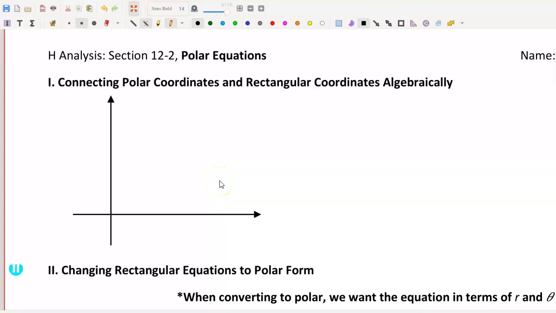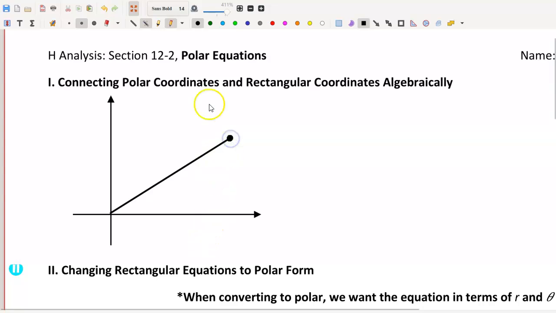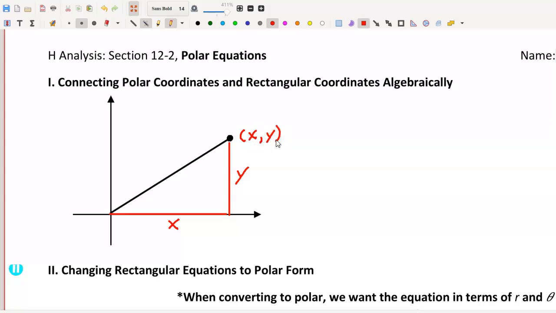So first, let's start off with what we already know. We've got a starting place, and we're trying to end up somewhere, right? And we have two ways of doing that. The way you originally learned, which is to find out how far away it is horizontally and vertically. And that was the location or the coordinate of that point, just the horizontal and vertical distance.